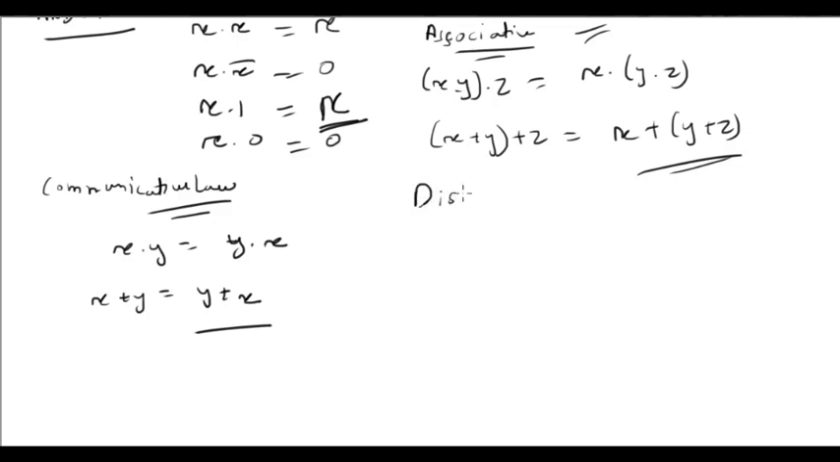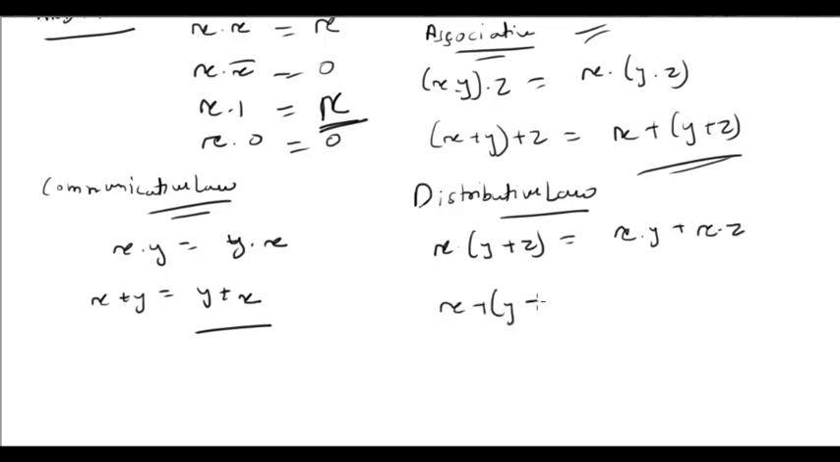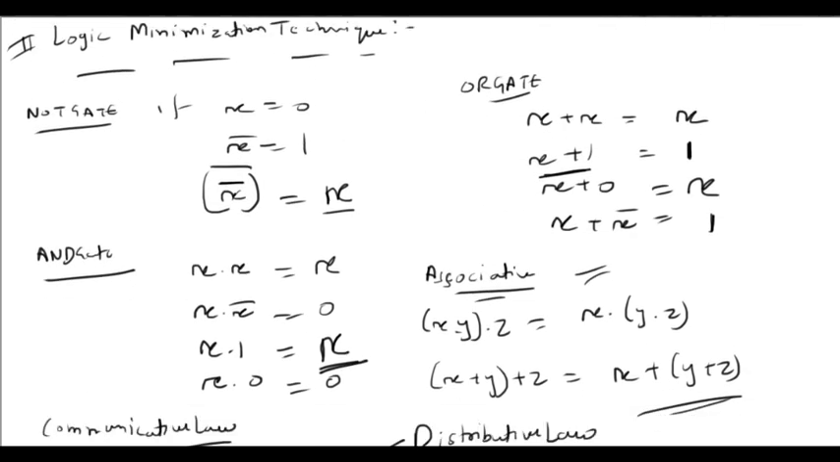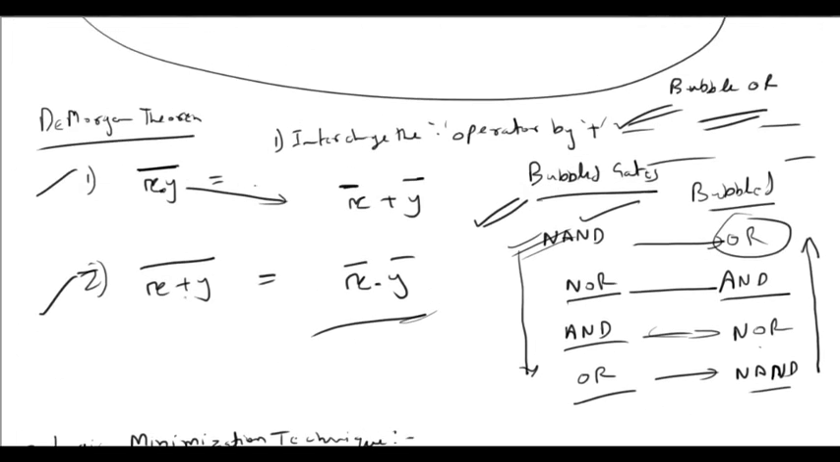Distributive law: X dot Y plus Z can also be written as X dot Y plus X dot Z, and X plus Y Z can also be written as X plus Y into X plus Z. On solving this you will get only this. This is the distributive law. These are the laws which are used in the logic minimization technique. And before this, I explained De Morgan's theorem and also what bubbled gates are.